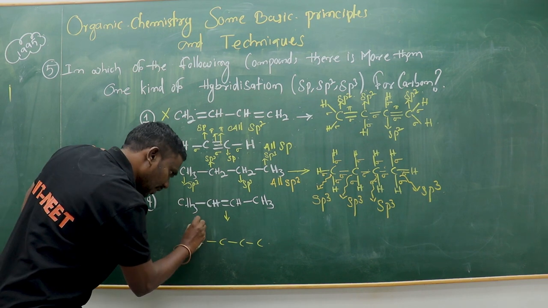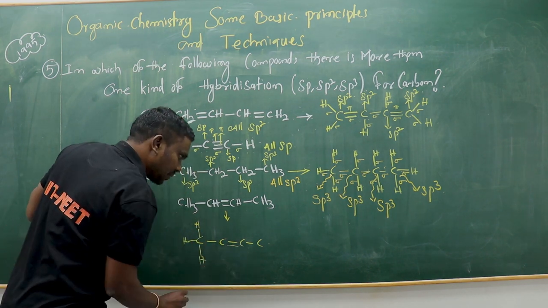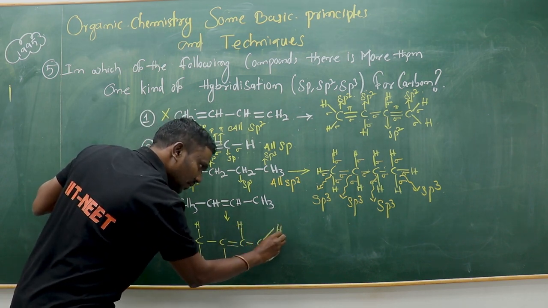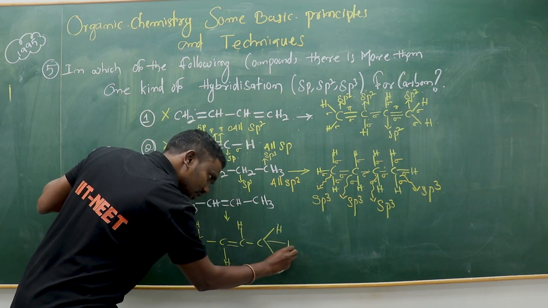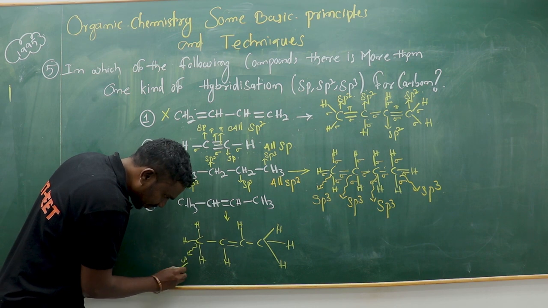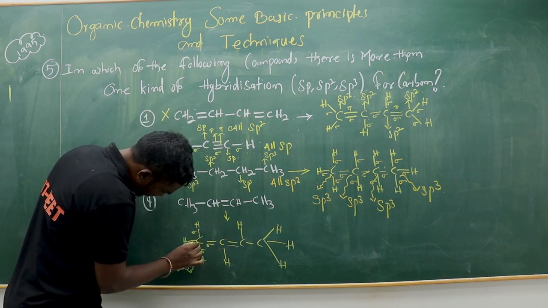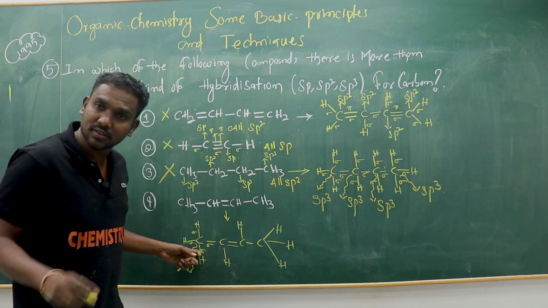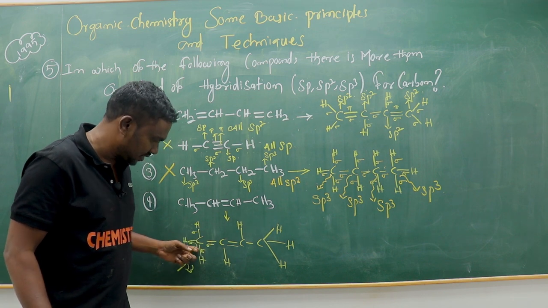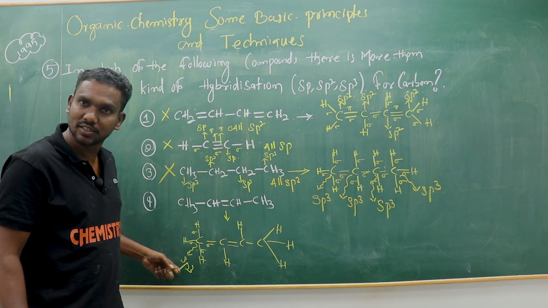Let me draw the structure, very easy. Four carbons, hydrogen here, one hydrogen, a double bond is present, one more hydrogen, and three hydrogens placed here. Pay attention. What does this belong to? sp3. Sir, why? Because this is sigma, this is sigma, this is sigma, this is sigma. Once again I repeat, listen: all single bonds are sigma bonds. So this carbon has four sigma bonds, so that is the reason it is sp3.